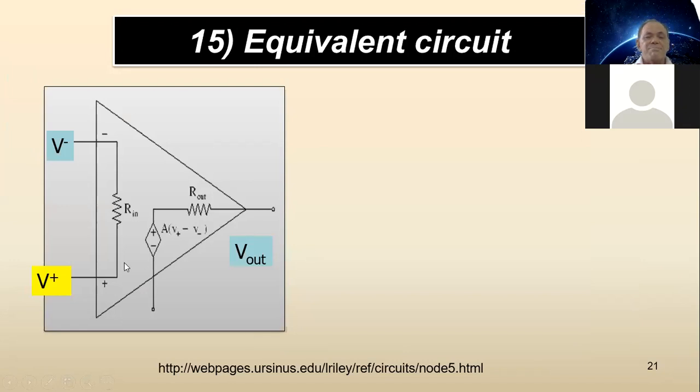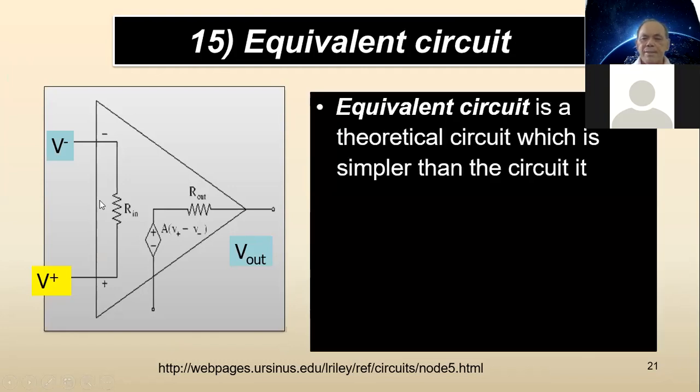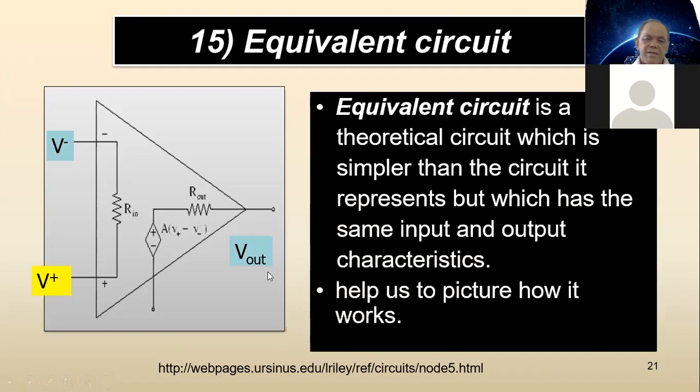Just imagine that it represents, for the op-amp, an input resistance. Don't try to imagine how it is connected. It has nothing to do with the circuit. You just know that it has an input. The equivalent circuit is a theoretical circuit, which is simpler than the circuit it represents. But we have the same input and output as well. That's the only reason. It helps us to picture how it works. That's all. You cannot go and say, oh, how are these two not joined, and how can this have a voltage? No, you cannot read too far into it.